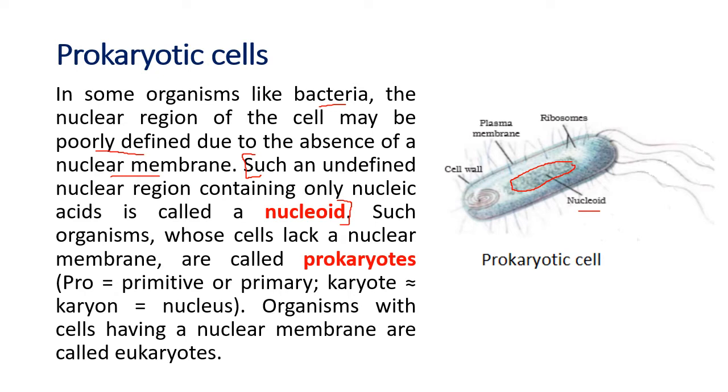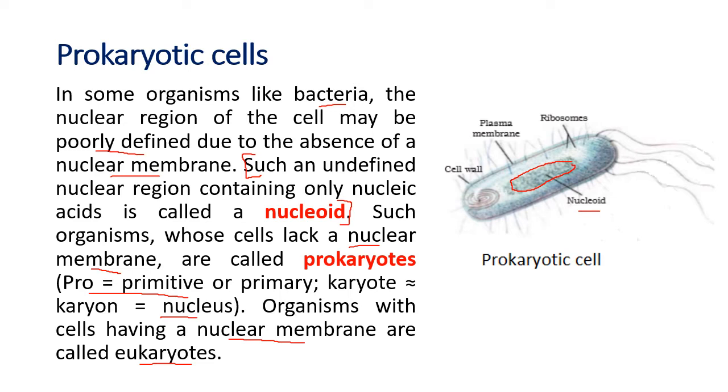So organisms which lack a nuclear membrane are called prokaryotes. Pro means primitive or primary and karyote means nucleus. So a primitive nucleus or an underdeveloped nucleus, those organisms are called prokaryotes. And those which have a well-developed nucleus with a nuclear membrane are called eukaryotes. So all the cells we normally saw were eukaryotes.